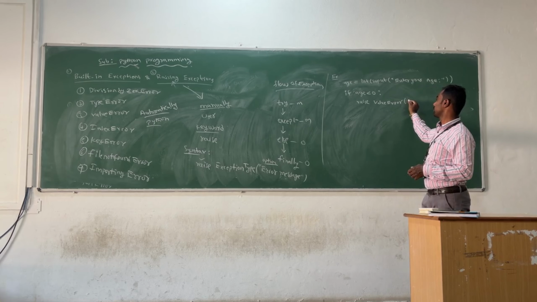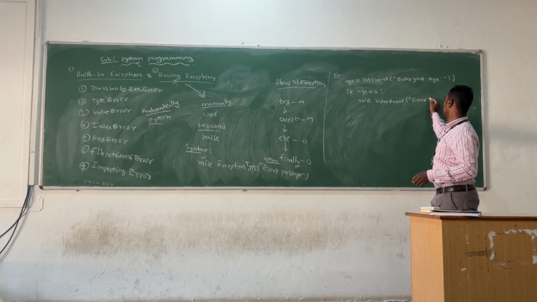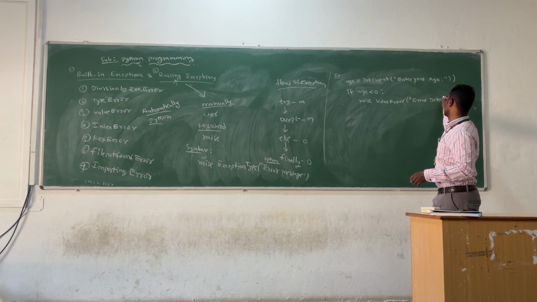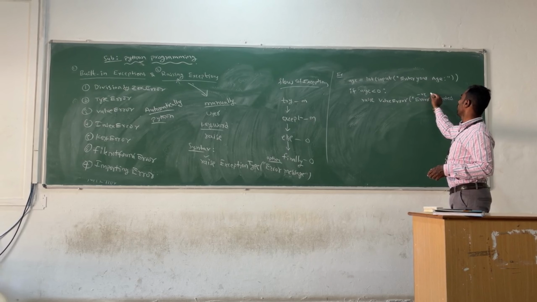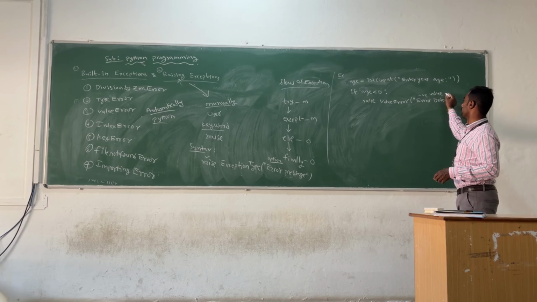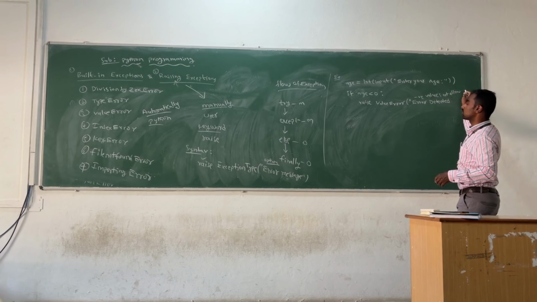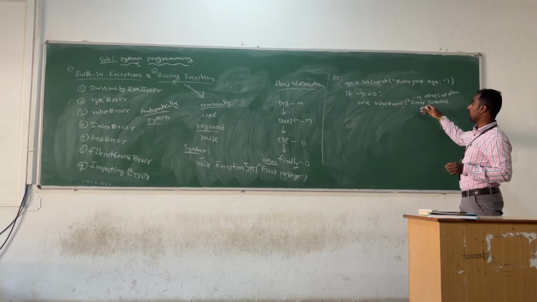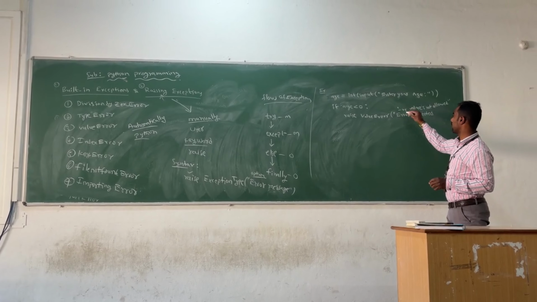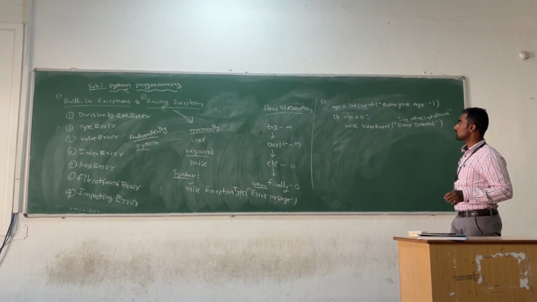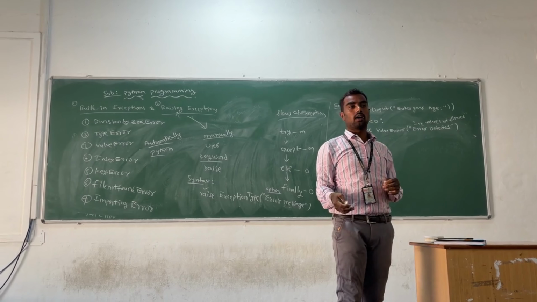Next, the error message, which is optional. In the place of the message, we can place: negative values not allowed for the age. Age is not a negative number, so that is why I am generating the error. Negative values are not allowed. This is just the error message. Like this, we can generate the raising errors.